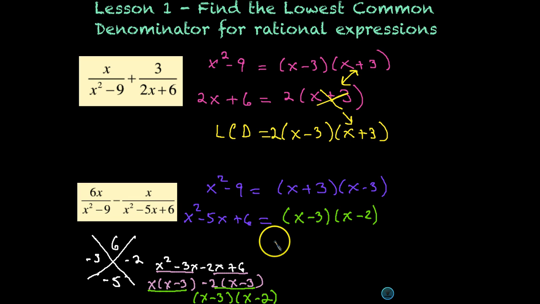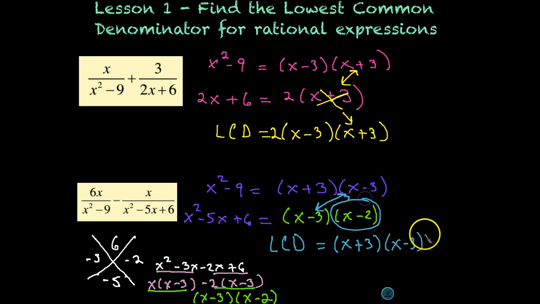All we need to do now is find our lowest common denominator. So let's start with our first one. Remember, we always take everything in the first one, x plus 3, x minus 3, and then we see what additional things we need. Well, x minus 3, we already accounted for that one because we have one up here, but we don't have an x minus 2, so we need to put that on the end. And now we have our lowest common denominator. And this concludes our lesson on finding the lowest or the least common denominator for rational expressions.